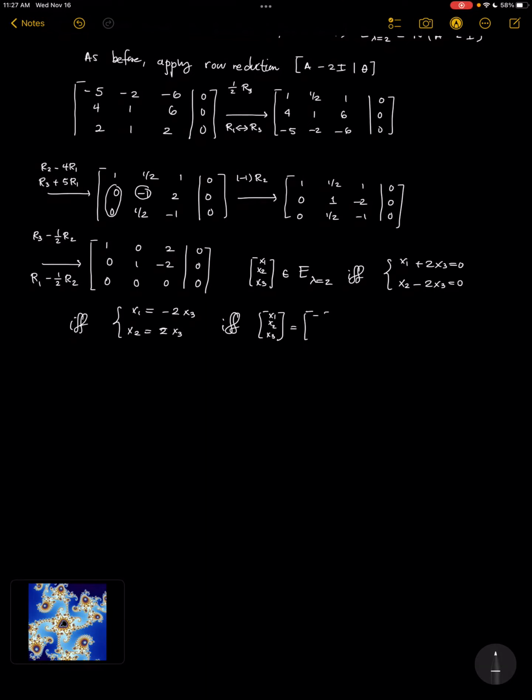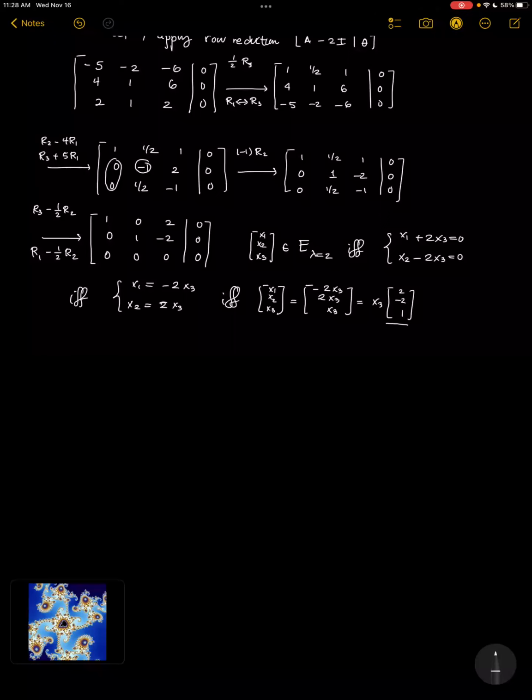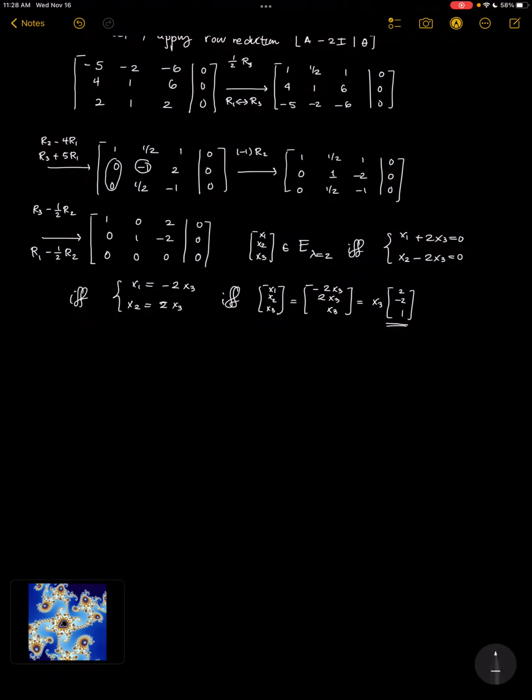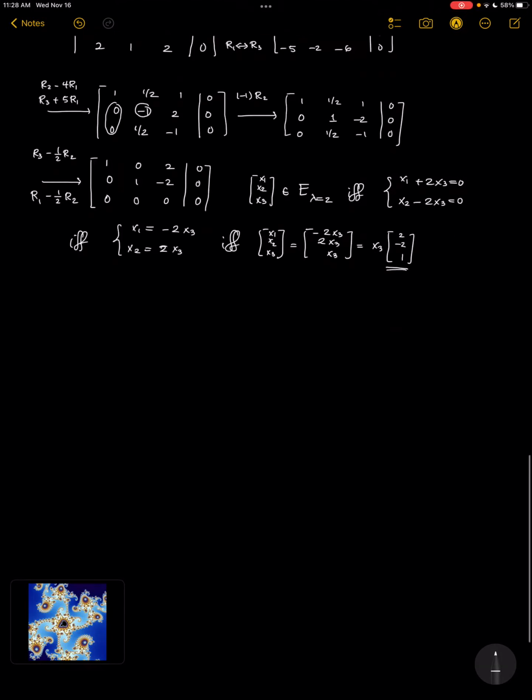Well, so this happens exactly when we may describe a vector x1, x2, x3 in the form negative 2x3, 2x3, x3. But from here, I may factor x3 and express it as just x3 times negative 2, 2, 1. Okay, so what does this mean? Well, this means that this vector, when we construct the set, will generate linearly the associated eigenspace. So to put it in these terms, the eigenspace associated with lambda equal to 2 is the span of the set containing the vector negative 2, 2, 1.